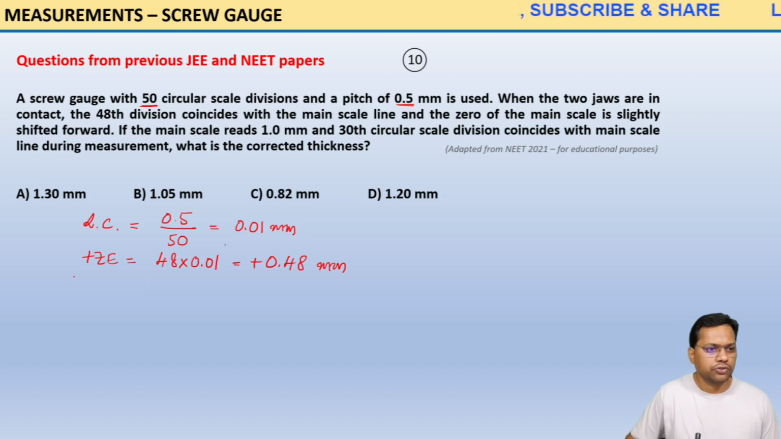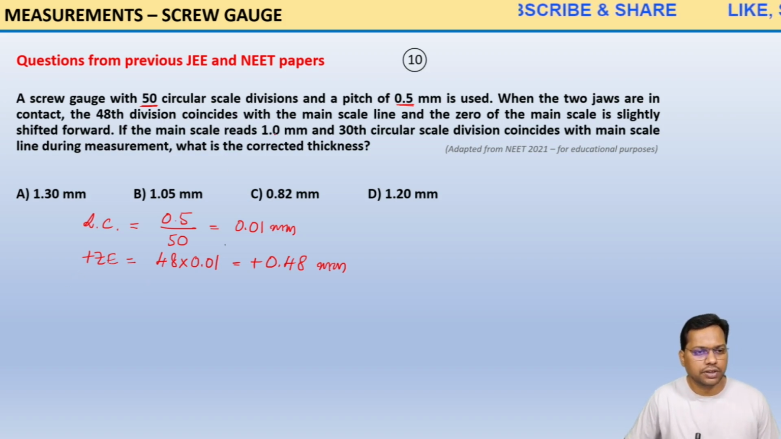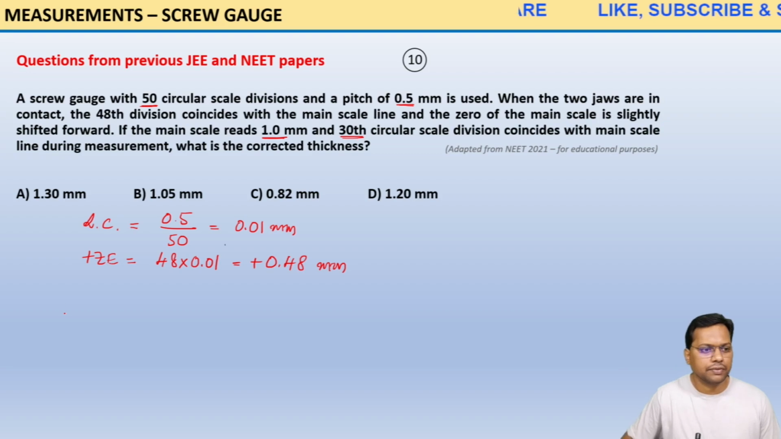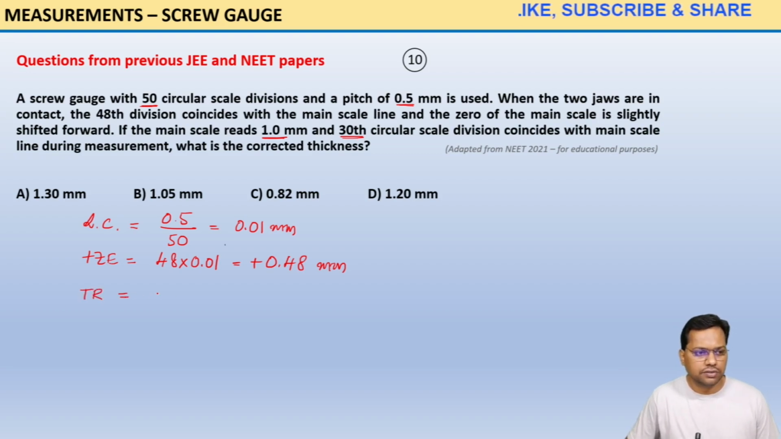Now we go for the total reading calculation. For this, we need the main scale reading, that is 1 mm, and the HCD is 30. Therefore the total reading TR is equal to MSR, that is 1 mm, plus HCD, that is 30, into the least count 0.01. This gives 1 plus 0.3, that is equal to 1.3.